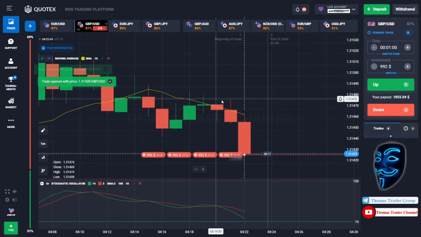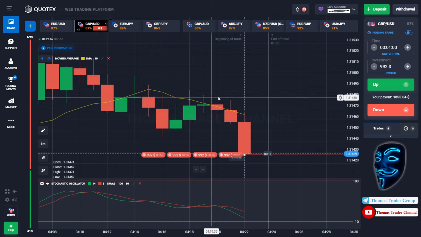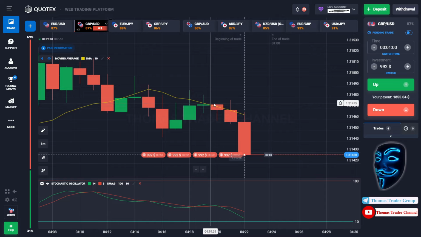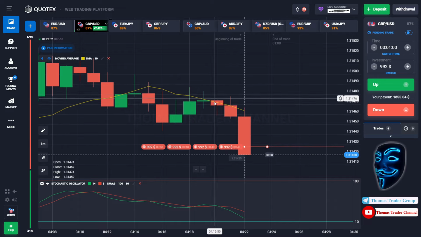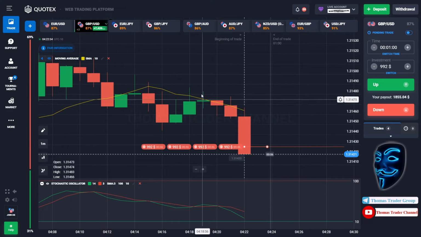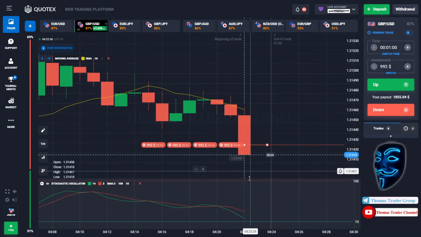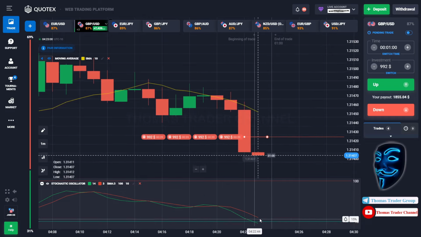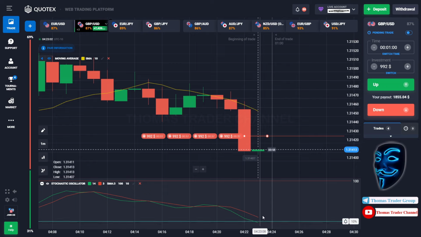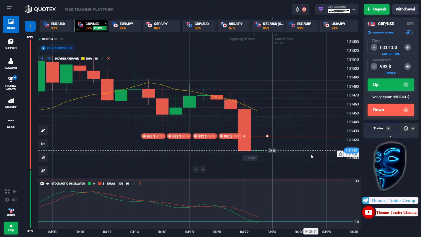As you can see, the market has just made a rebound on the moving average line. I'm sure that the market will still continue the bearish trend and it will find the oversold area over here before it makes a rebound. Let's prove it and let's wait till the end of our trade.